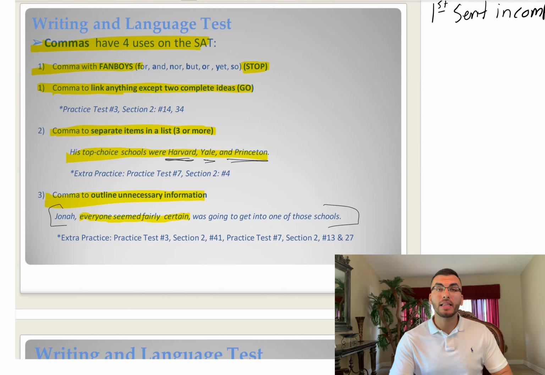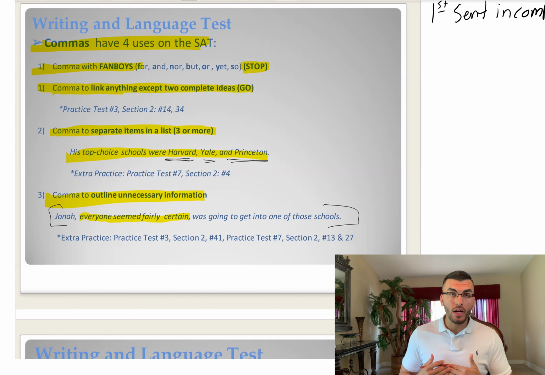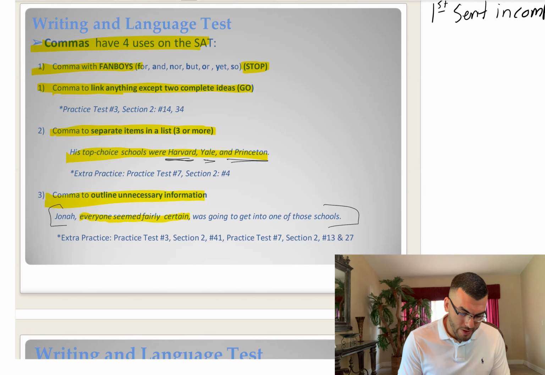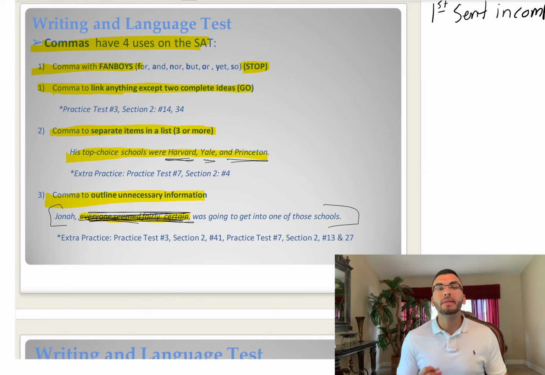Well, I have my highlighted portion that's surrounded by commas that's telling me it's unnecessary information, so let's take that out. Jonah was going to get into one of those schools. Well, that still makes sense. The meaning of the sentence didn't change, and I removed that part. So because the sentence still makes sense, yes, that part is unnecessary information. Let's look at a few examples.